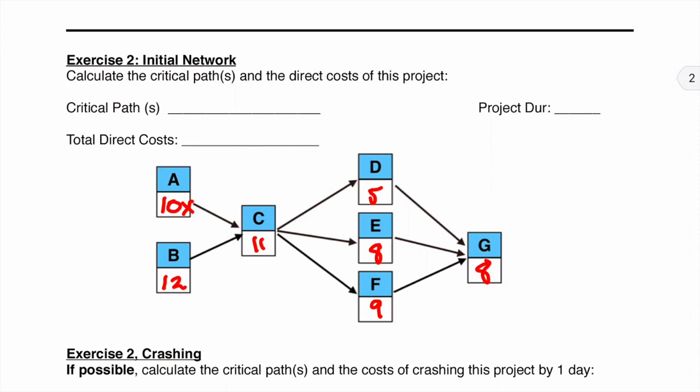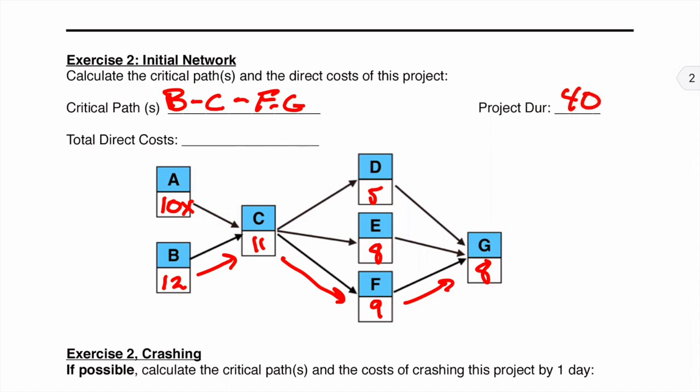Well, you can see here that we have a couple of areas of convergence in our network. So the critical path here, since A and B are in parallel, and B is going to be the longer one, is going to be B to C. And then the longer one here of these three things that happen in parallel is going to be F. And then go back to G. If we add these all up, we're going to find out that the duration is 40 days.